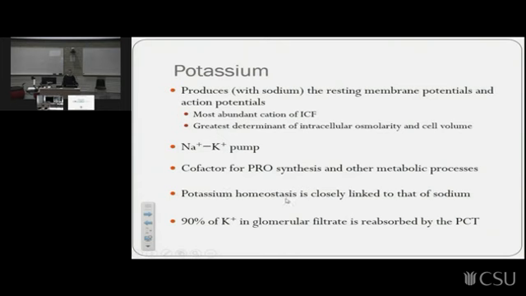So potassium homeostasis is closely linked to that of sodium in that along the proximal and distal convoluted tubule through the nephron, and then the collecting duct, whether it's excreted with urine or then reabsorbed back into the bloodstream. And 90% of potassium in the glomerular filtrate is reabsorbed by the proximal convoluted tubule. Okay, so when it passes from the glomerulus, then goes straight through into the PCT.